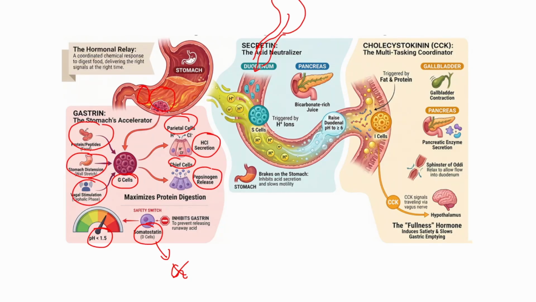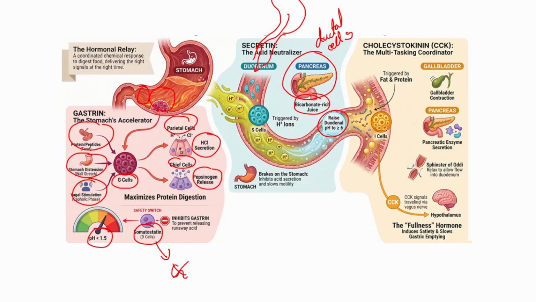Secretin's primary action is on the ductal cells of the pancreas. Secretin stimulates the ductal cells of the pancreas to release a large volume of bicarbonate-rich juice. This bicarbonate stream neutralizes the acid chyme and raises the duodenal pH to 6 or 7, which is the range required for pancreatic enzymes to function.